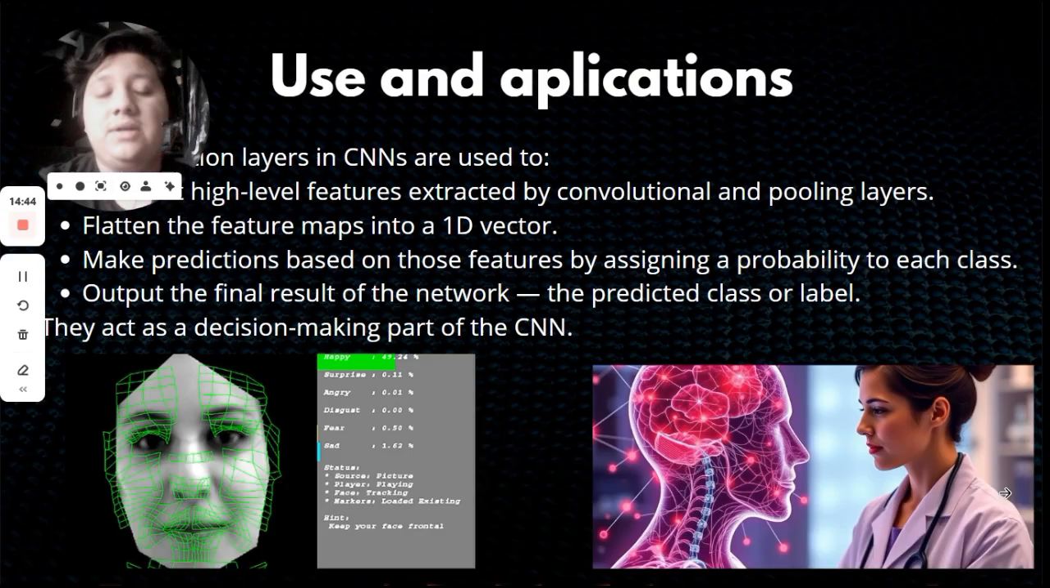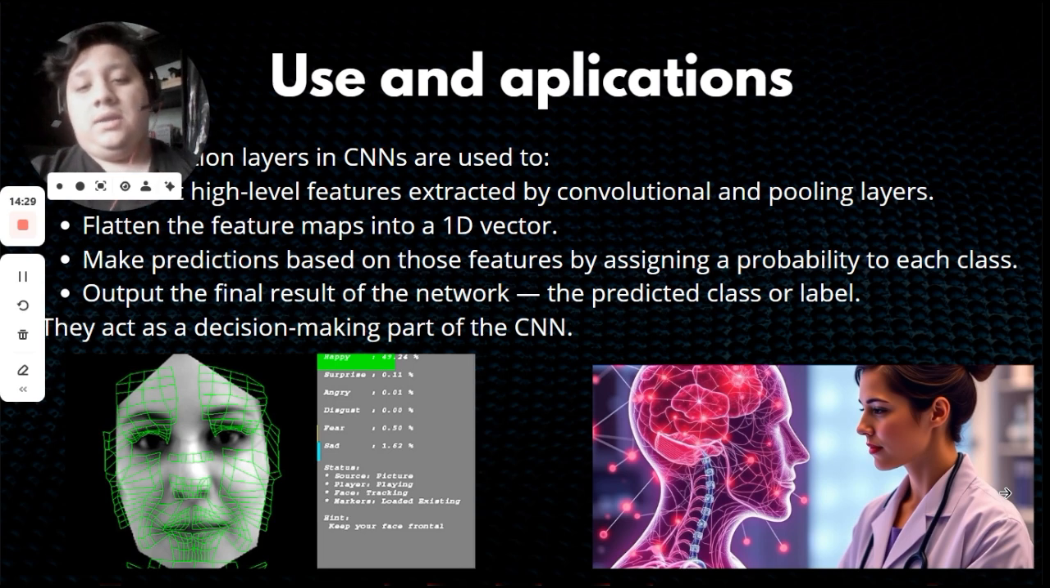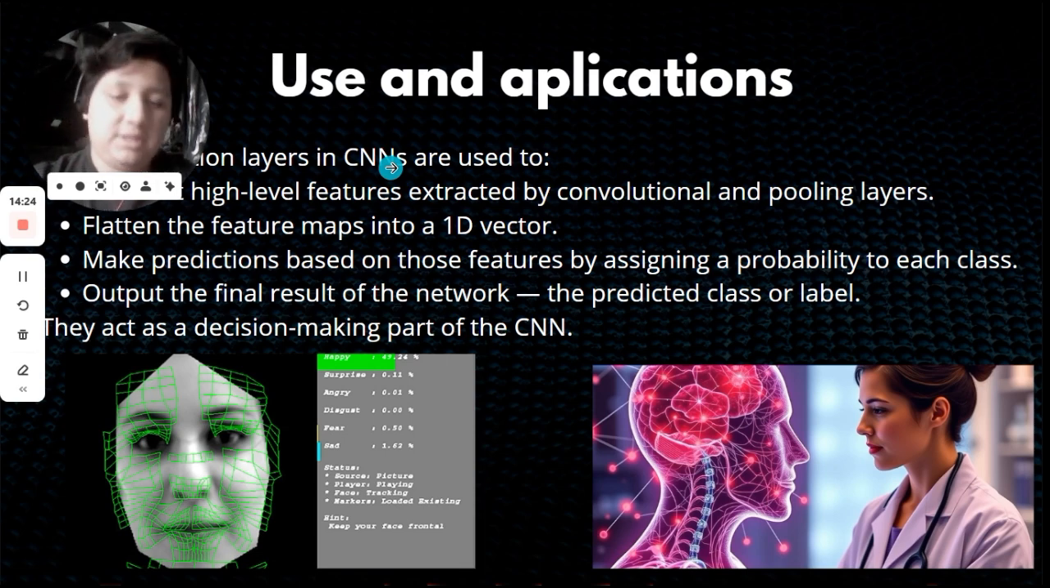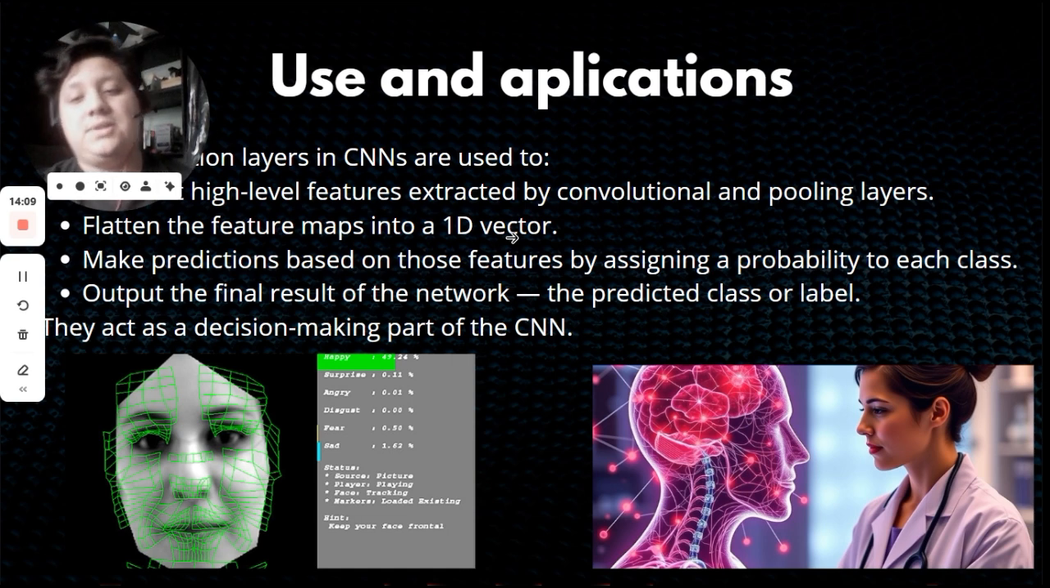Layers extract the high-level features from an image, and the classification layers interpret those features. Here is what they do. The first one is they flatten the feature maps into a one-dimensional vector. In that case, it is the 1D vector. This is for the image, only on the image, because the application of CNN is only for images. And then they assign the probability of each class.